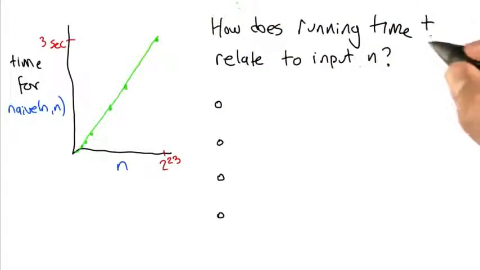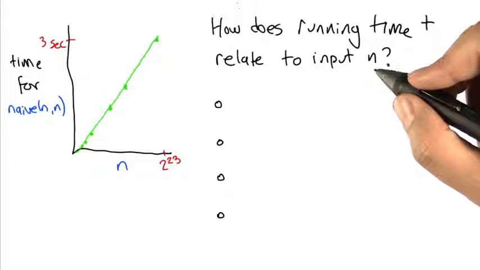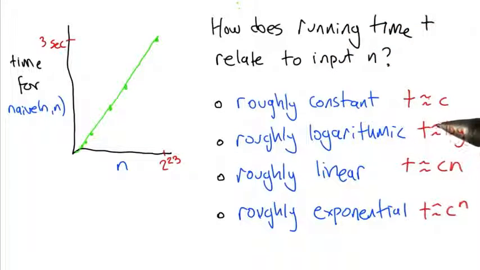How does the running time t relate to the input that we're giving naive, n? Is the running time roughly constant, that as n gets bigger, the time stays about the same? Is it roughly logarithmic? As n gets bigger, the time grows like the log of n? Is it roughly linear? As n gets bigger, the time grows like c times n for some constant c? Or is it roughly exponential, where the time grows like c to the n for some value of c?